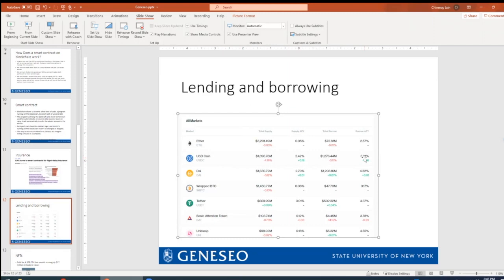Whenever I want to withdraw my money back, I can do that along with the interest. So these are some applications I wanted to talk about, lending and borrowing. Then we can use it for derivatives.